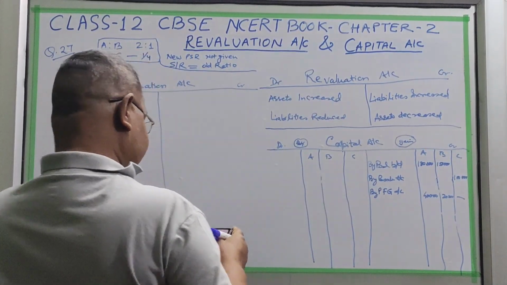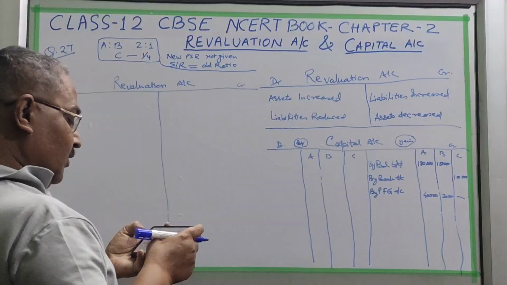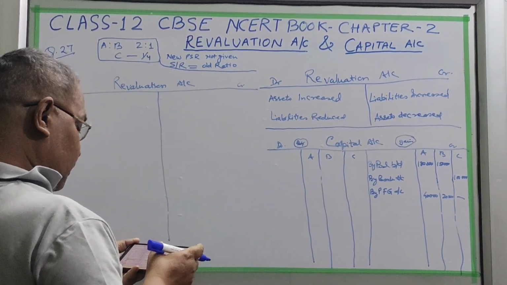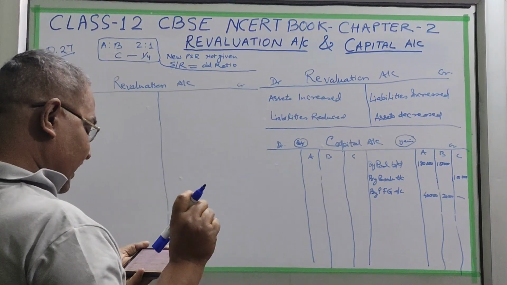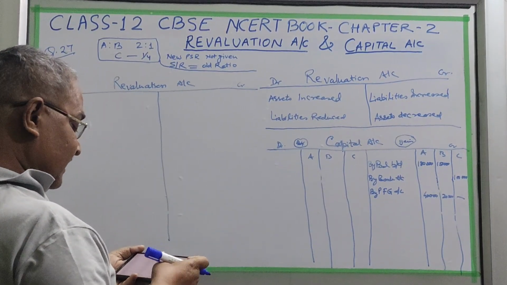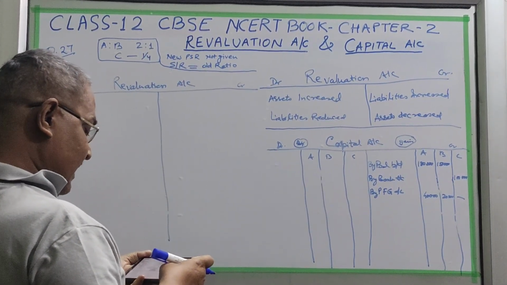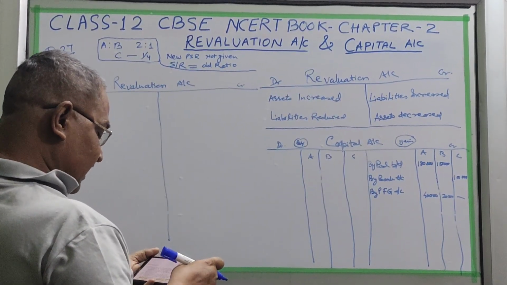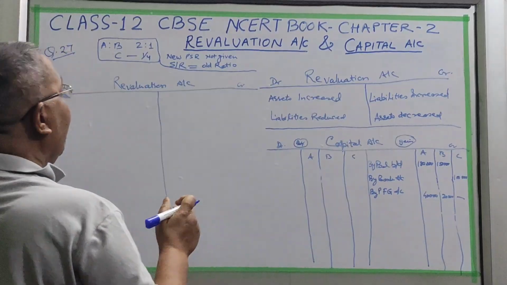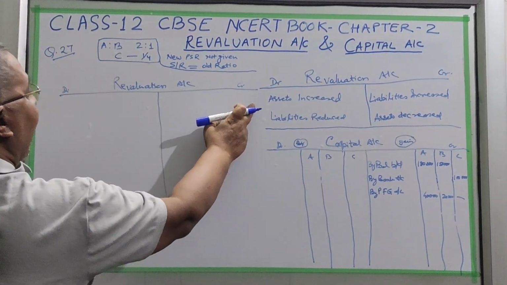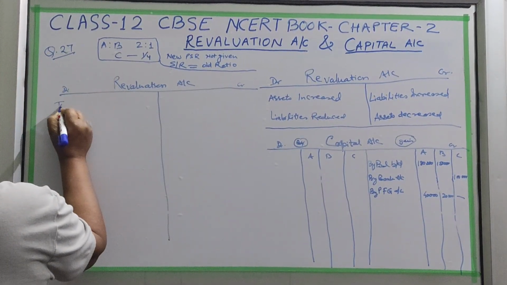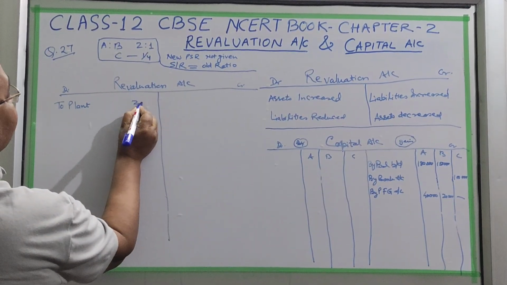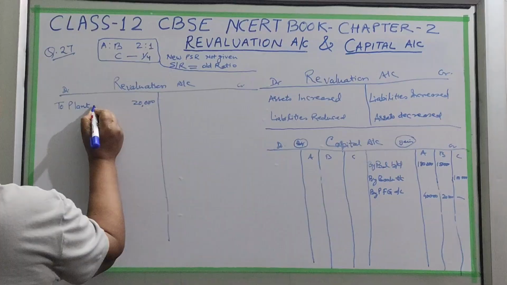Plant is to be appreciated to 1,20,000. Here the word is appreciated to, so be careful. Previously in the balance sheet, plant is given at 1 lakh. It is appreciated to 1,20,000, which means you have to increase it by 20,000. The asset is to be increased, so it is written on the debit side, to plant 20,000.